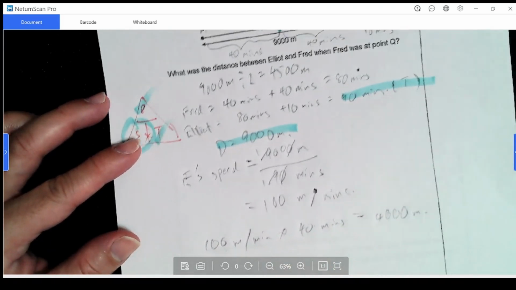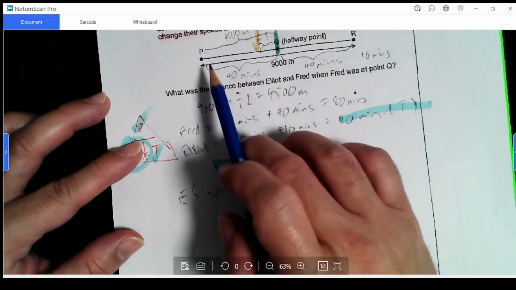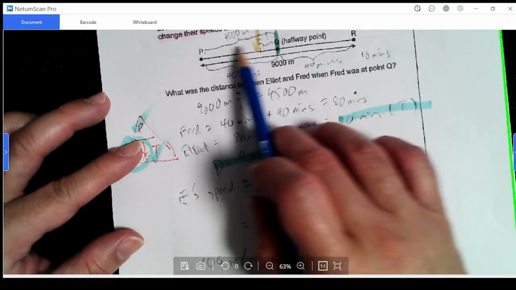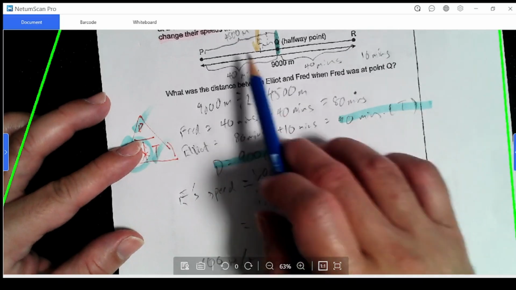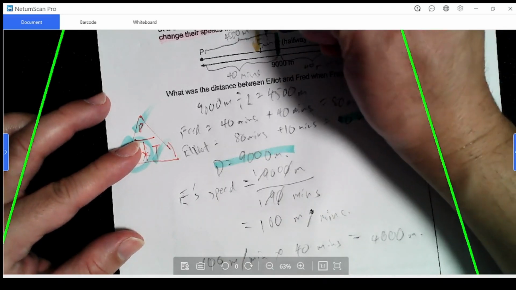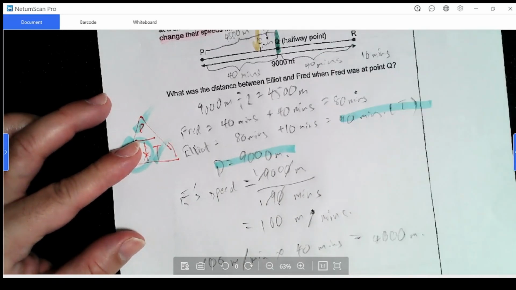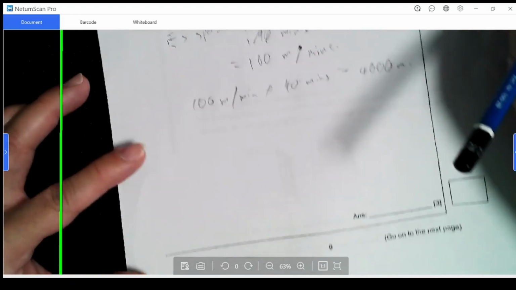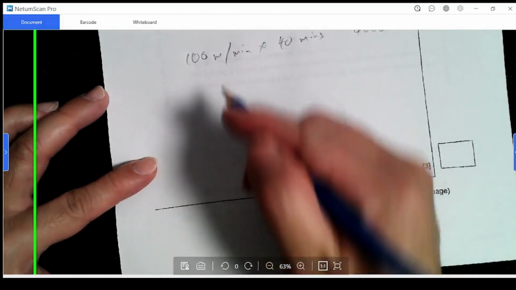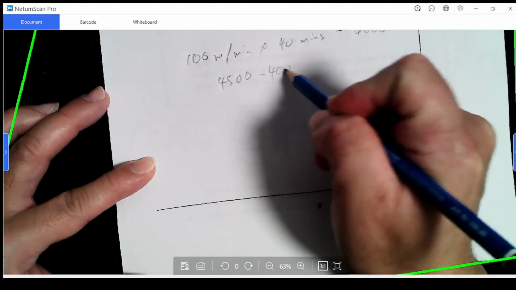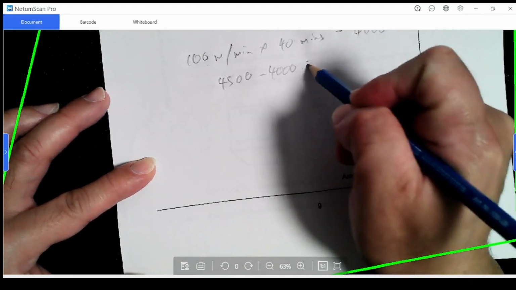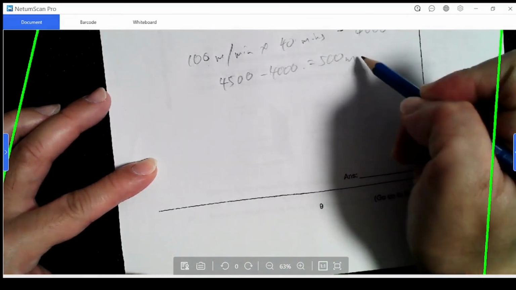And we know that by 40 minutes, Fred ran 4,500 meters. So what is the distance here? Very simple. 4,500 minus 4,000 equals 500 meters.